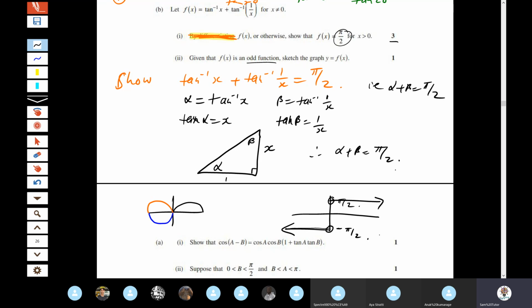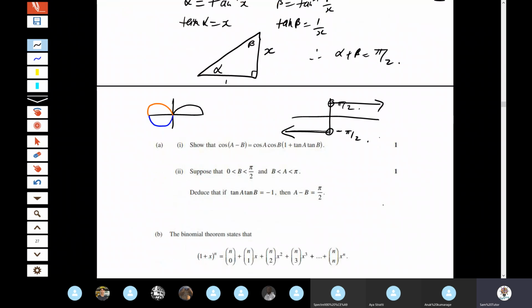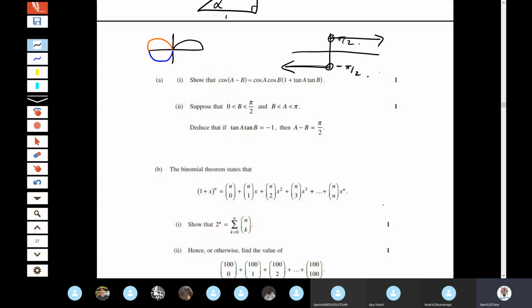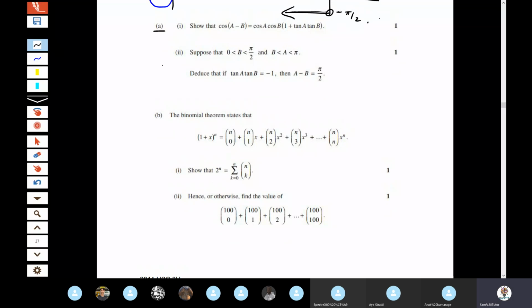So good question. I would like to see that in your exams. I would put it in, because I can't see many getting it right. So therefore I would put it in. A, do this one. And then we'll do the binomial question.